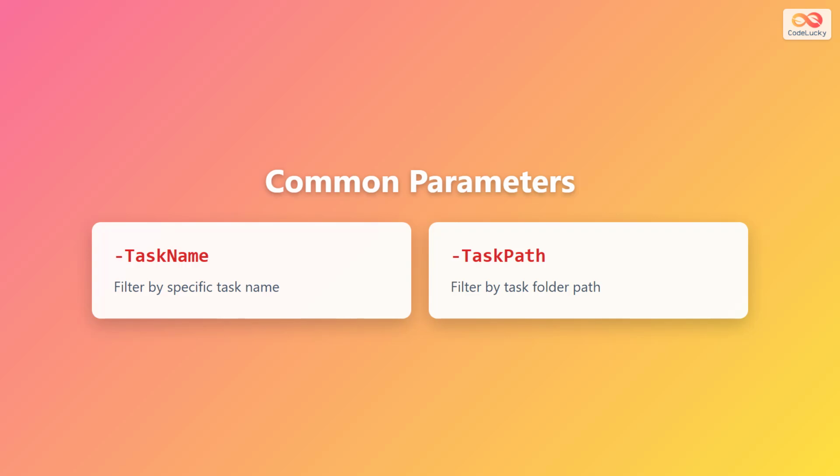While running Get-ScheduledTask without parameters is useful, you'll often want to filter the results. Two common parameters help you narrow down your search. The -TaskName parameter lets you filter by a specific task name, which is helpful when you're looking for a particular task. The -TaskPath parameter allows you to filter tasks by their folder path, perfect for viewing tasks organized in specific folders within the Task Scheduler library.